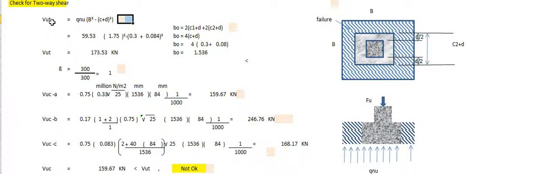Checking the two-way shear, the actual shear is Vu equals Kno times B square minus C plus D square. By inputting the values, the result is 173.53256932 kilonewton as actual shear.